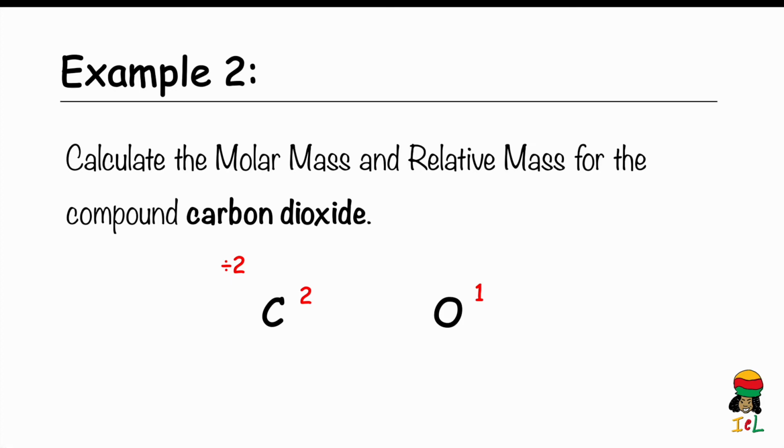We then cross over the values to the right base of the adjacent atoms. So 1 goes to the base of carbon and 2 to the base of oxygen. Recall, the numeral 1 is never written in a chemical formula. So the chemical formula for carbon dioxide is CO2.